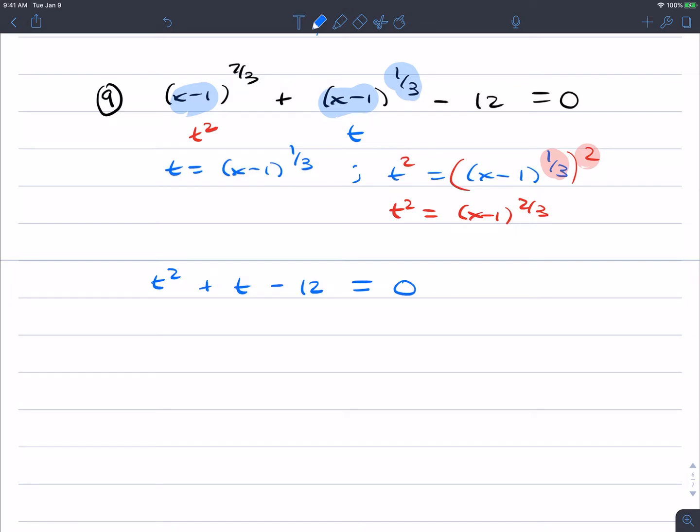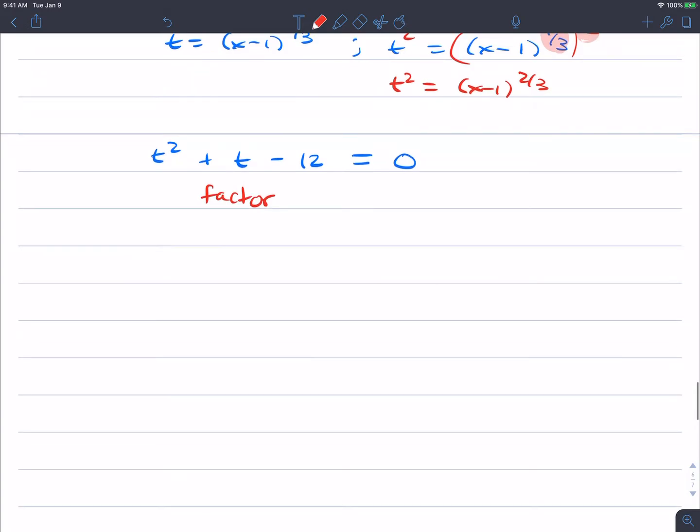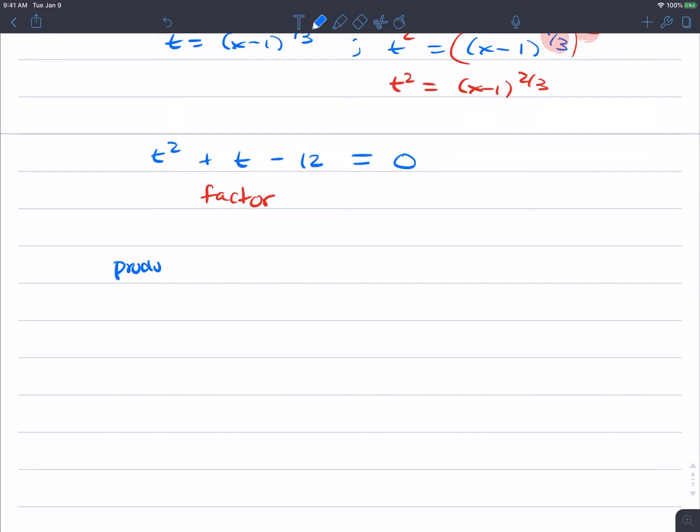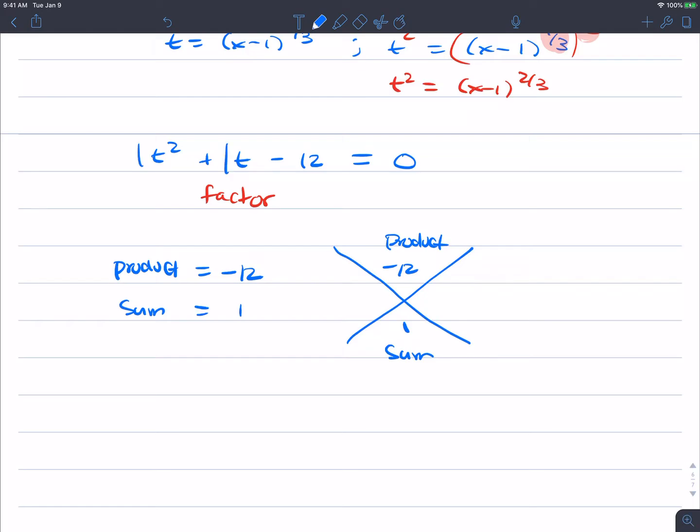We're going to have to factor this. Now, at this point, hopefully you guys are very efficient at factoring. We need the product to be negative 12. The sum will be positive 1. Negative 12 for a product, positive 1 for a sum. Remember, these are A, B, and C values. This is what we're using, in case you forgot.